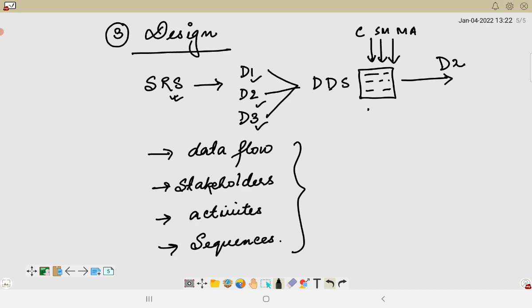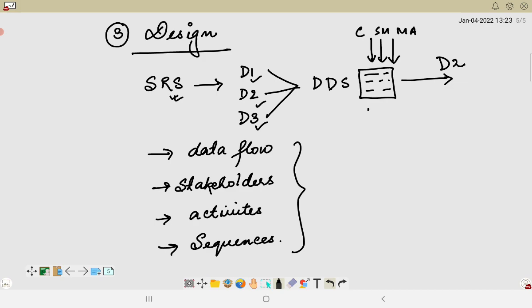Okay, we will of course do a few designs in our subsequent sessions, because these design diagrams form the basis of any project which you will be doing in your courses, as well as when you go for a real-time implementation of any project.